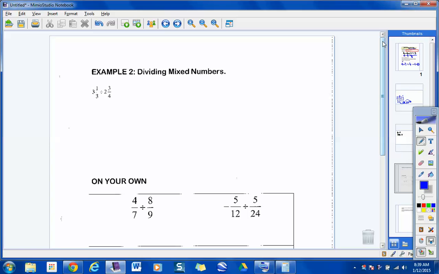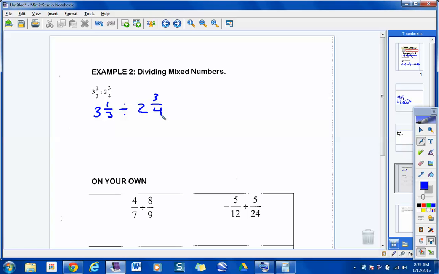Next page. The idea is going to apply to mixed numbers. This didn't show up very well for me, so I'm going to rewrite it. This is really saying 3 1/3 divided by 2 3/4. Okay? Well, I think it would be a good idea to turn every mixed number into an improper fraction.